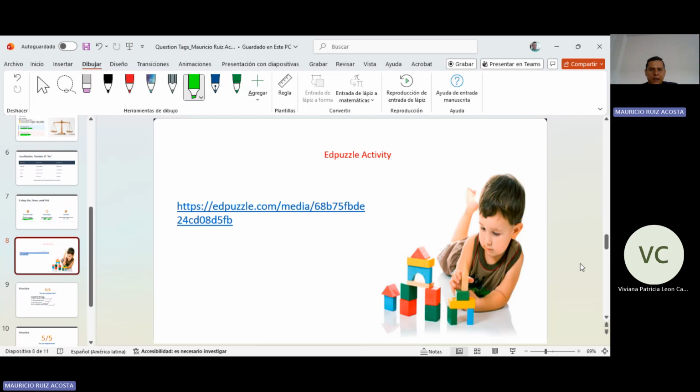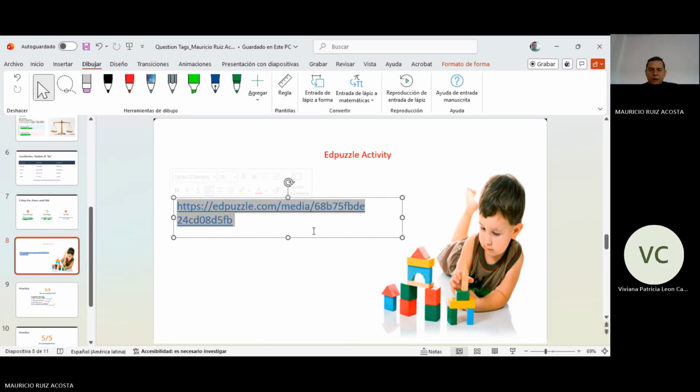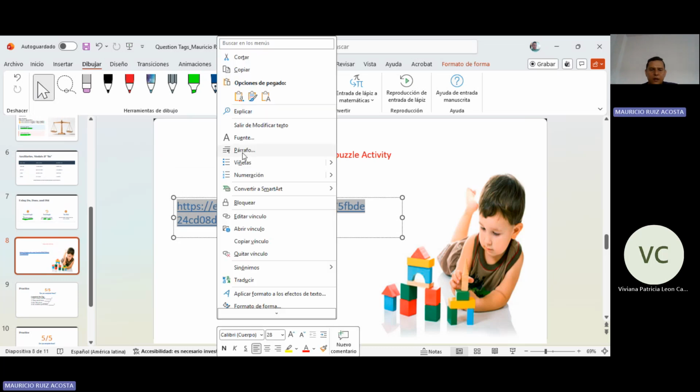Let's review this activity to know more about tag questions. Okay, let me open the link and continue with the explanation.